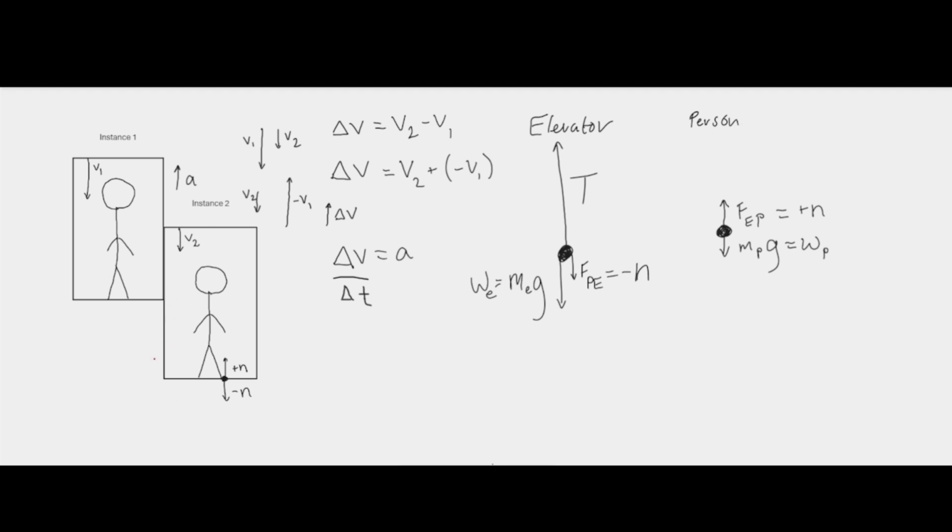So, as I'm looking at this as a system, there are these different forces that are going on. But what can I say would be shared between the person and the elevator? They're going to be sharing the same velocity as long as they're touching. They're sharing the same velocity. So they're also going to be sharing the same acceleration. They're not going to accelerate independently of one another because they're connected.